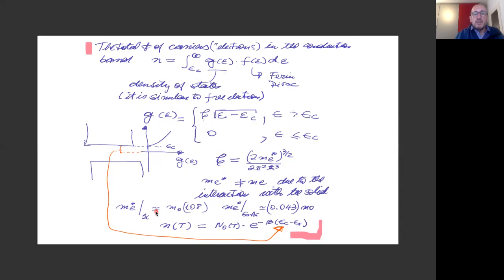And so that's why this number here is very important. This calculation that I'm doing here, I said this is the total number of electrons in the conduction band, and I calculate it by integrating from the bottom of the conduction band to infinity the density of states, the number of states with a certain energy, times the probability of the state, multiplied by the differential of energy, and sum over all energies.